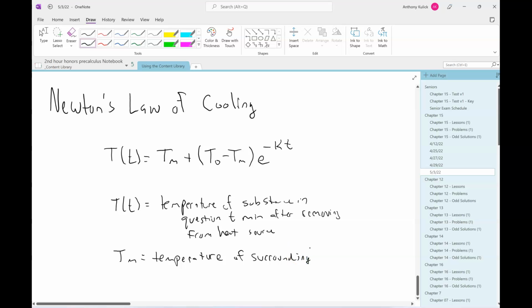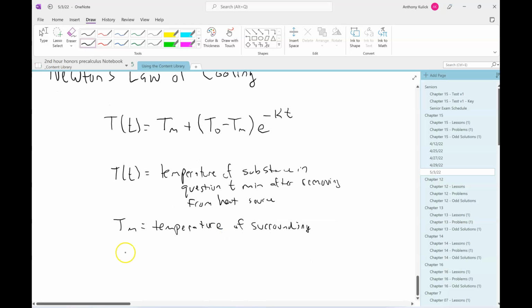If you're a medieval blacksmith forging a sword and you dip it in cold water, Tm would be the temperature of the cold water. I think that process is called annealing, where you're trying to get the sword really hard and strong. It's almost like all these subjects are somehow related. Math is in everything. T naught is the temperature of the substance when it's removed from the heat.